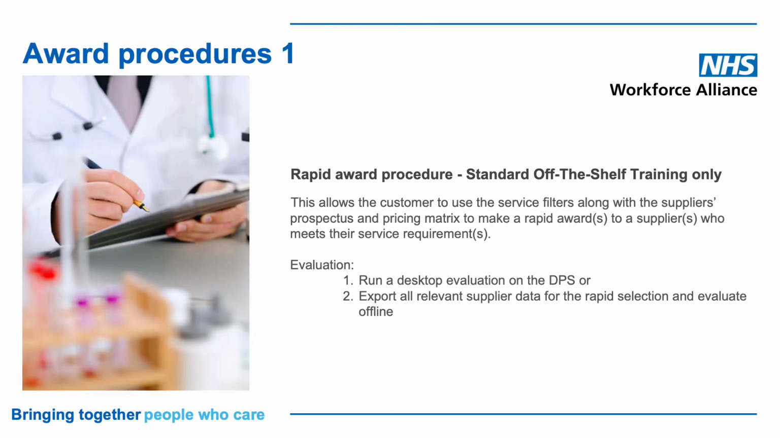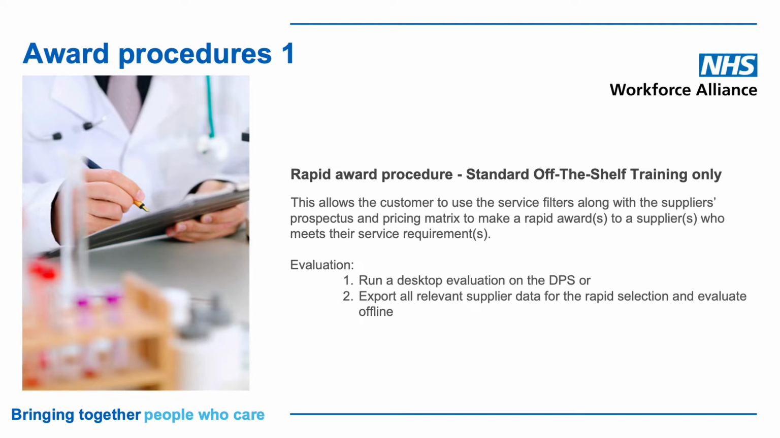Okay, so in terms of the DPS and the award, we've got two different award routes. So the first one we call Rapid Award, and again, this is sort of a replica of the apprenticeship dynamic marketplace that we've got in place at the moment. So the Rapid Award is only used for standard off-the-shelf training, but this allows you to use the filters to obviously get your supplier selections, but then you can actually export and sort of download information on the suppliers that offer standard off-the-shelf training.